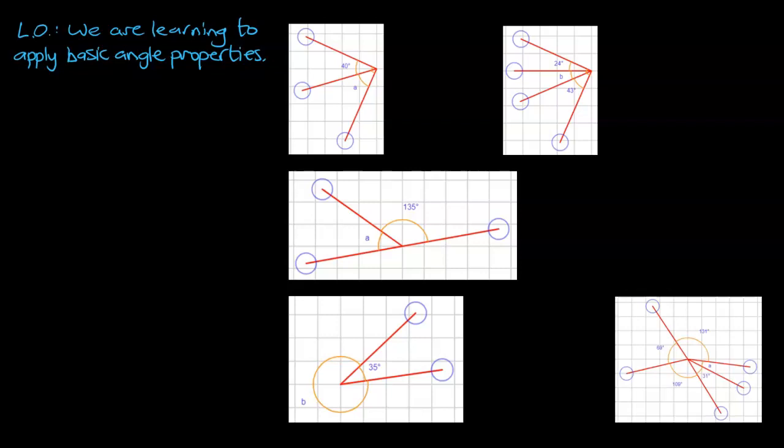Today's learning objective is in blue and we are learning to apply basic angle properties. And I'm going to underline that word apply because that's the key thing we're looking at to do today.